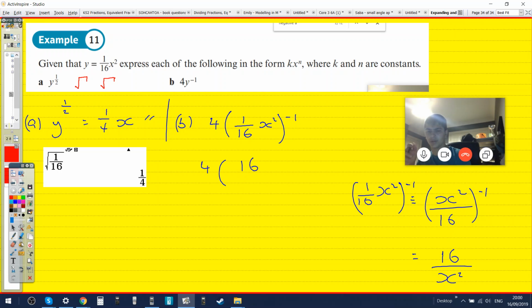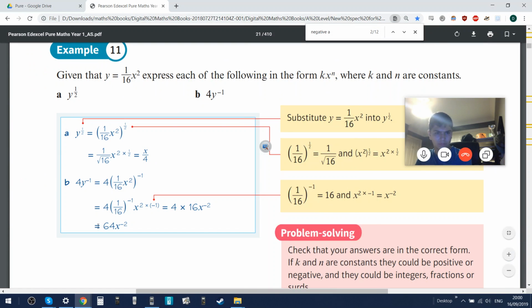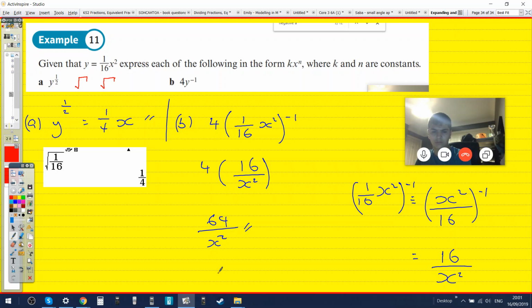And then is it 16 over x squared times 4? Yeah. And so would it be 64 over 4x squared? Oh no, 64 over x squared. Yeah. That's it. To the power of minus 1 is just the reciprocal, so I'll just flip it. And they wrote it as 64x to the minus 2, same thing. Oh, so they wanted it to look like that. Yeah. And so 64 over x squared.